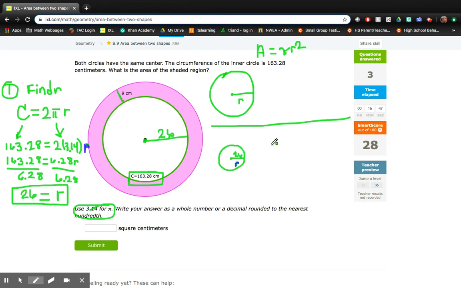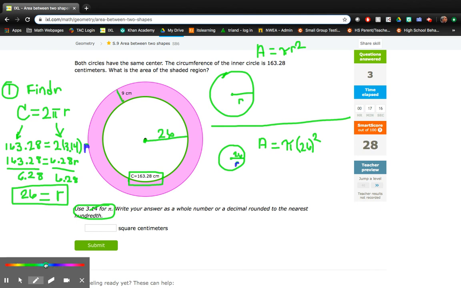So I now have enough information actually to find the area of the inner circle, right? Because I can now just plug my little r in, and area is going to be pi times 26 squared. And we'll come back to calculating this in just a moment. Okay, so now we need the area of the bigger circle.